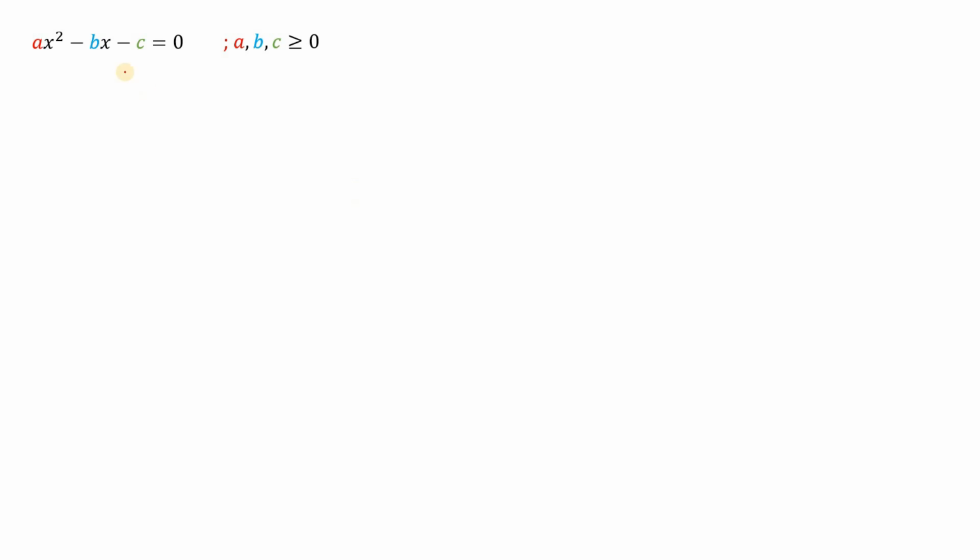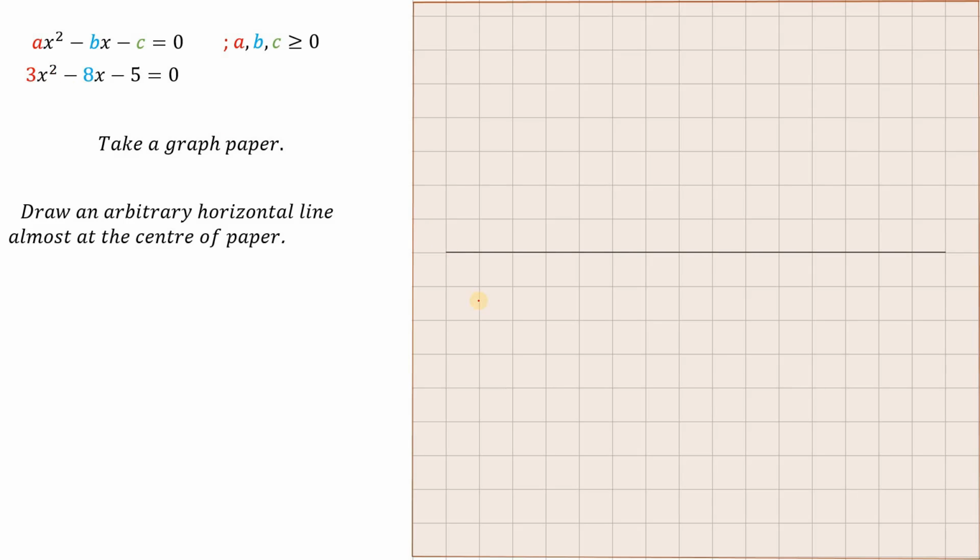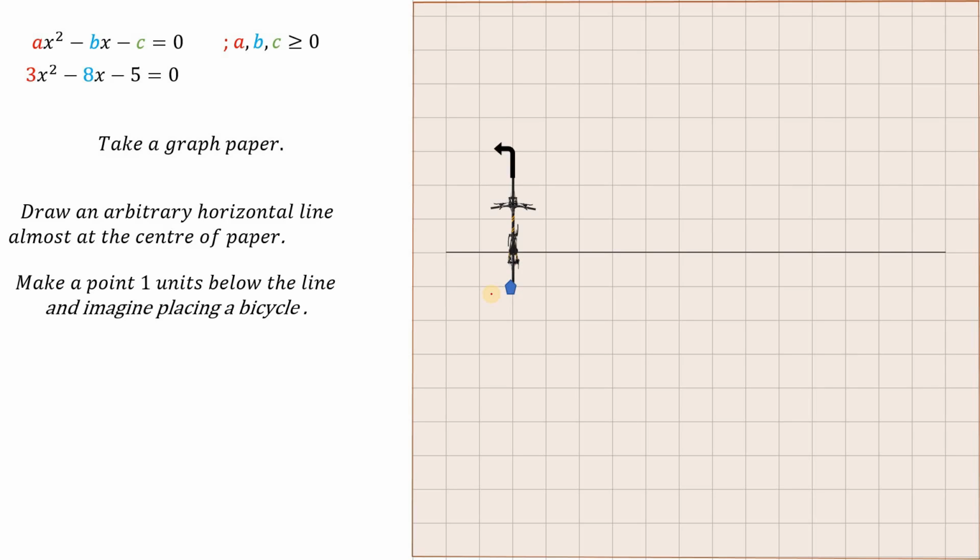Now let's make a slight change in the previous question. I will change the sign of this B to make it negative, and we'll take the same example but by changing the sign of B. So let's first take a graph paper, draw an arbitrary horizontal line almost at the center of the paper, mark a point 1 unit below the line, and imagine placing a bicycle like this.